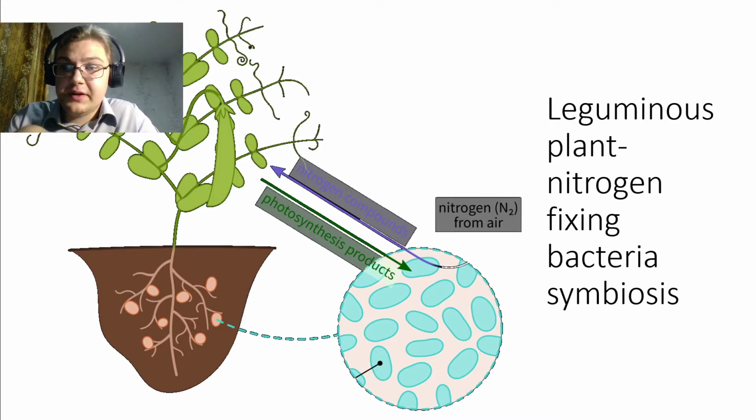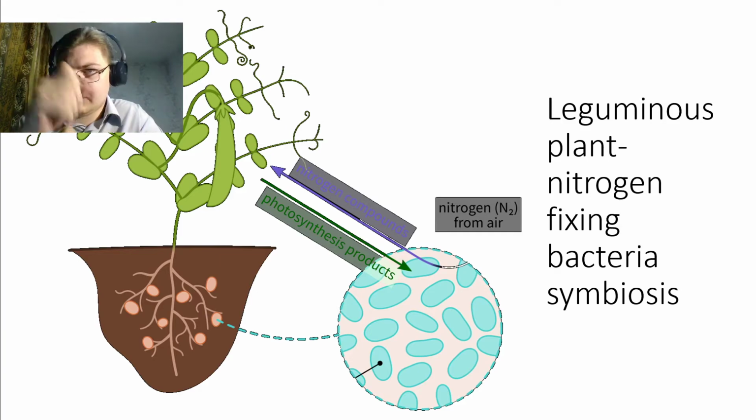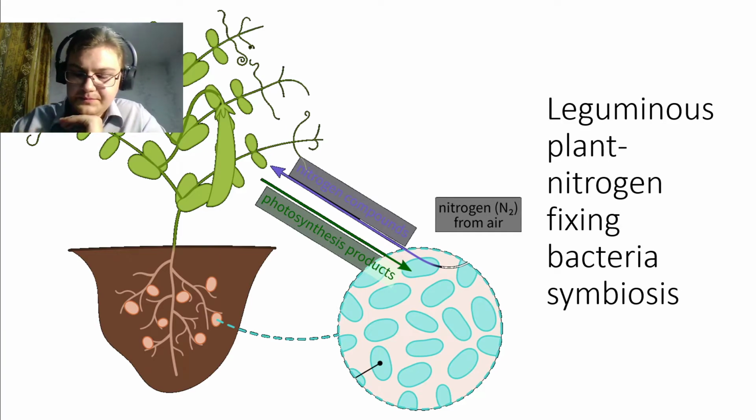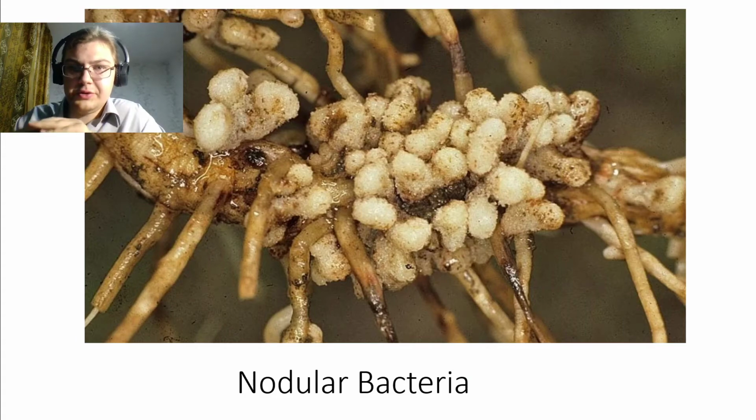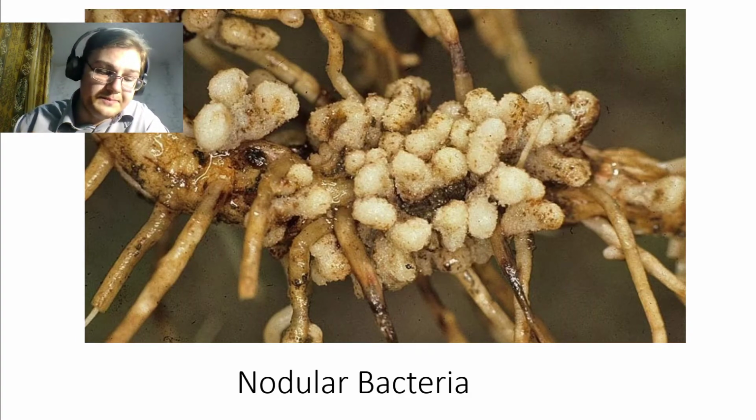Some nitrogen-fixing bacteria make a symbiosis with leguminous plants, like beans, for example. And they live in their roots in such little things. Those are called nodules. That's why we call them nodular bacteria. The nodular bacteria take nitrogen from the air and give it to the plant. And the plant gives them some sugar and other things. Those are useful for the bacteria.